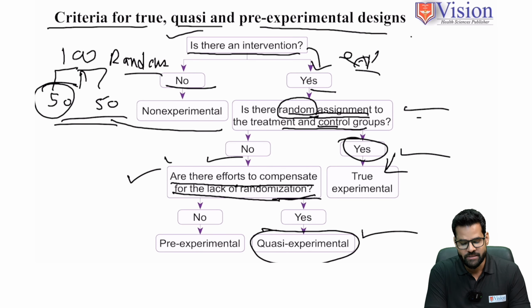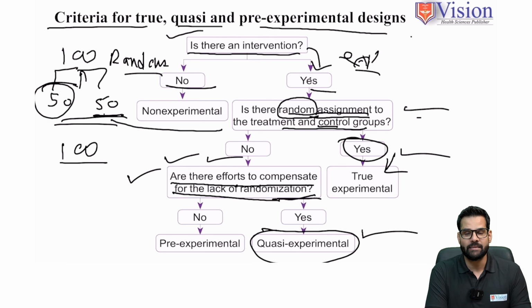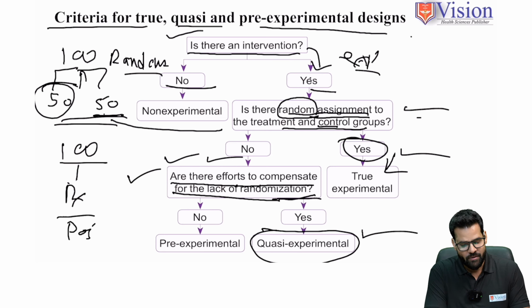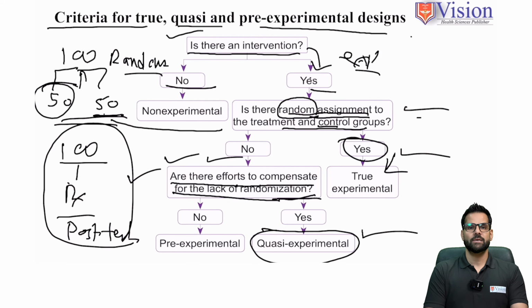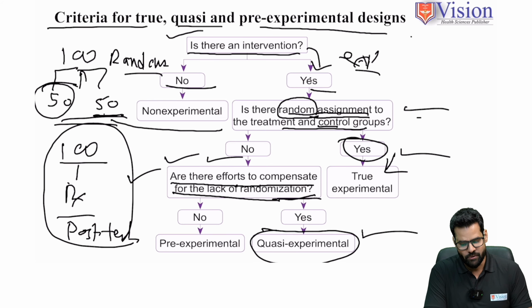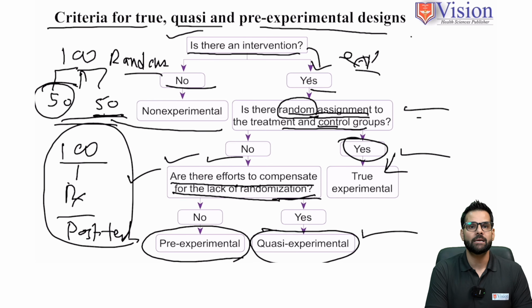But there are certain designs where we do not have any compensation for the lack of randomization. You have not done randomization, and here you had no control group, or what we call a comparison group. Suppose you have 100 people, and these 100 people were given some kind of treatment, and you just conducted a post-test. Such designs where only one principle, that is intervention, is applied, and we miss the two important principles, that is randomization and control group, are known as pre-experimental designs.